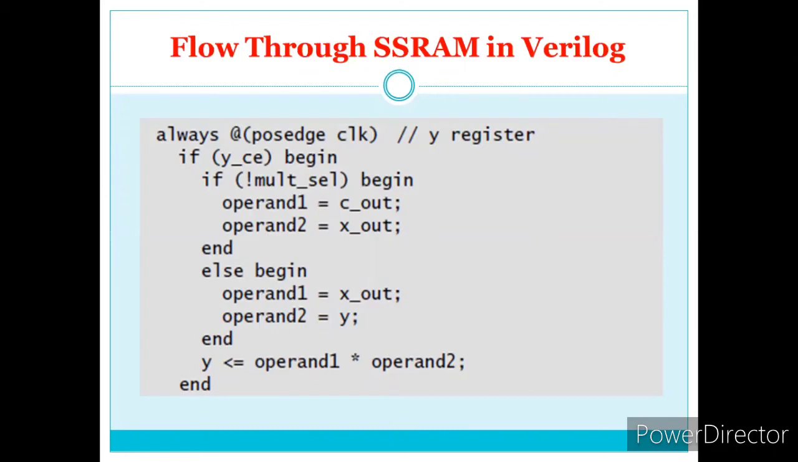Now let us see the multiplication operation in this particular always block. At the positive edge of the clock, it checks whether the output chip enable is 1. Then if the multiplexer is 0, we get the value from memory into operand 1 and the X value into operand 2, and it performs the operation Ci × X and gives the value to Y. If the multiplexer is 1, X is multiplied with the previous result of Y, which is stored in operand 2. So this always block performs the given operation Y = Ci × X².